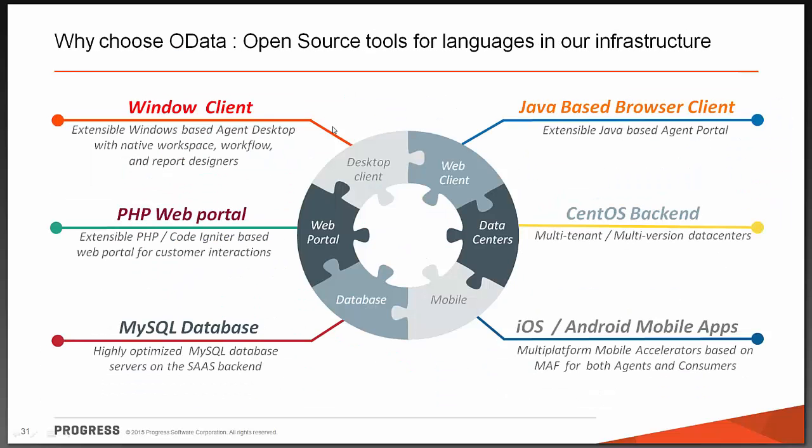So one of the questions I would ask is, why did you choose OData? And back to some of the things that Mike was saying, as the standard matures, it is a network effect. But if you look at what Service Cloud has under the covers, we have a Windows agent desktop that runs on a customer's computer. We also have a PHP open standards-based web portal for customers to create incidents. We have a CentOS backend. We have iPhone and Android mobile applications. We have a MySQL database, and we also have Java in the backend.